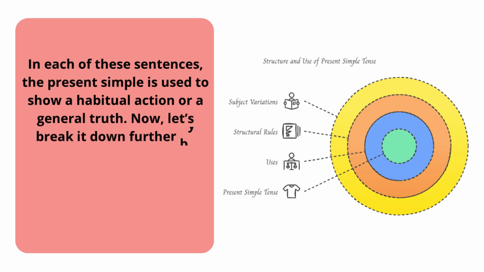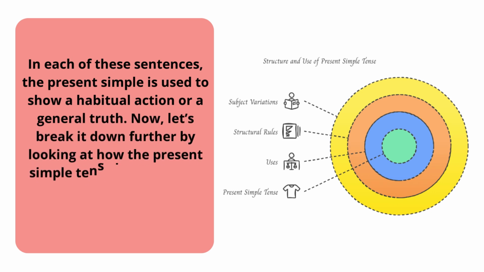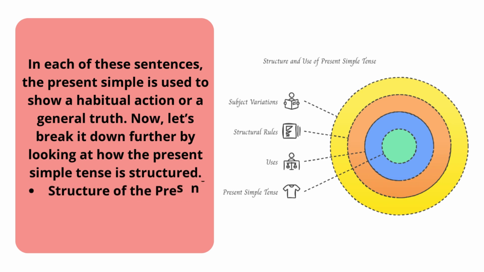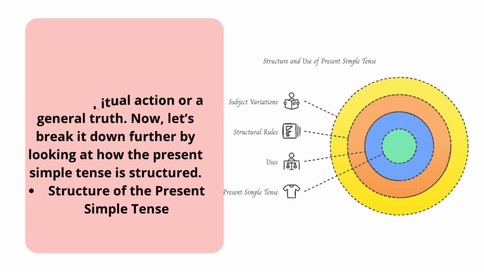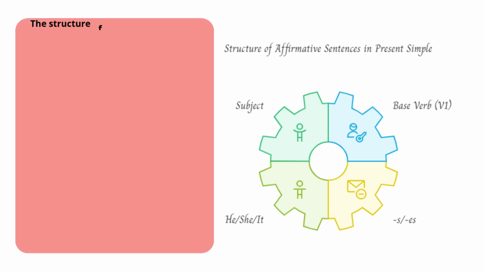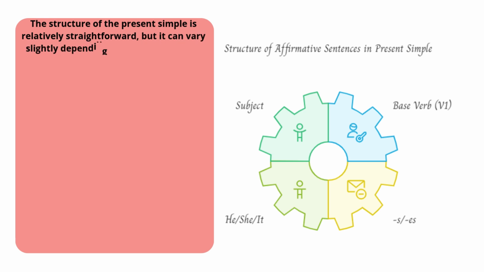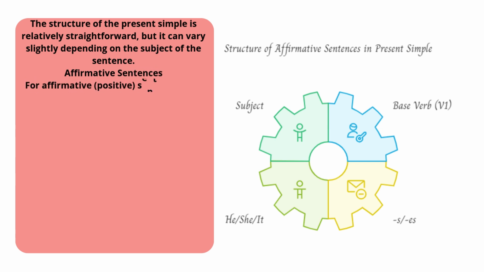Now, let's break it down further by looking at how the present simple tense is structured. Structure of the present simple tense. The structure of the present simple is relatively straightforward, but it can vary slightly depending on the subject of the sentence. Affirmative sentences. For affirmative, positive sentences, the present simple structure is as follows. Subject plus base verb, V1.